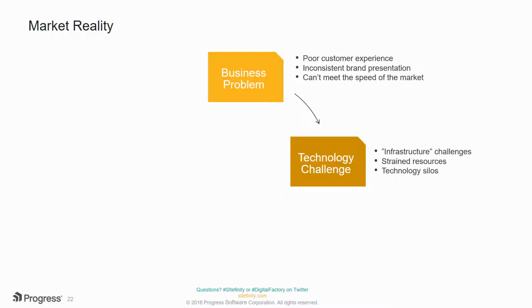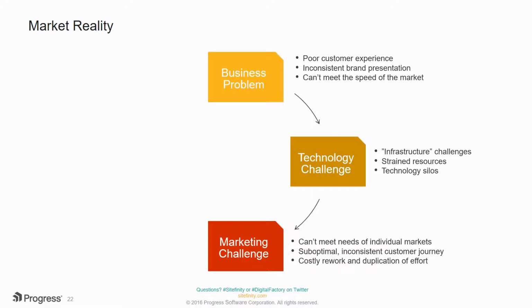Technology typically is developed in silos. Different departments have different technology. Different markets tend to use multiple technologies, so that's fragmentation. Then also the marketing challenge: organizations are not able to meet the individual needs of their respective local markets.